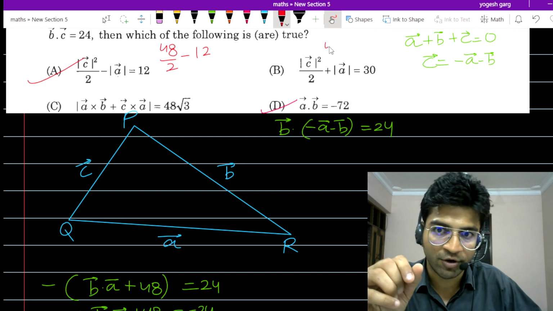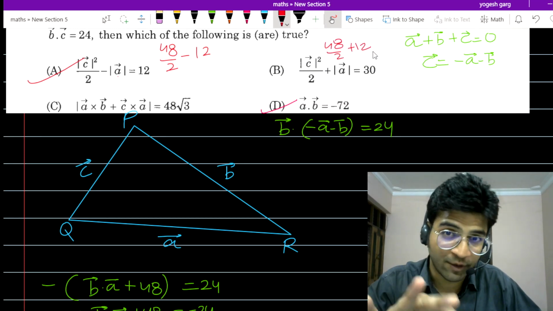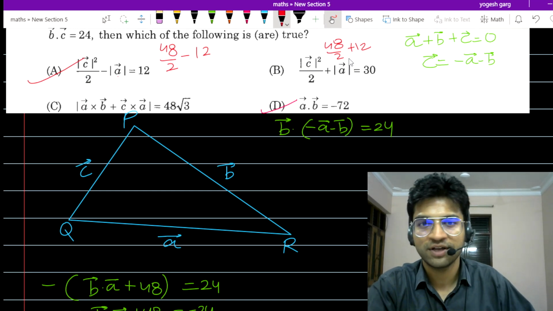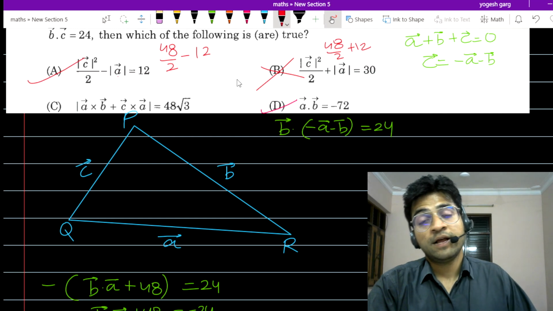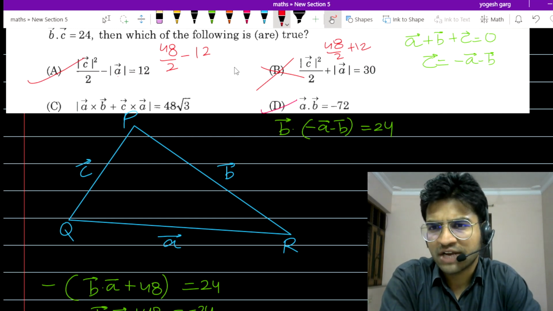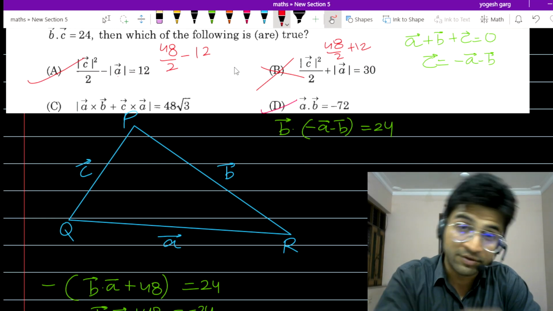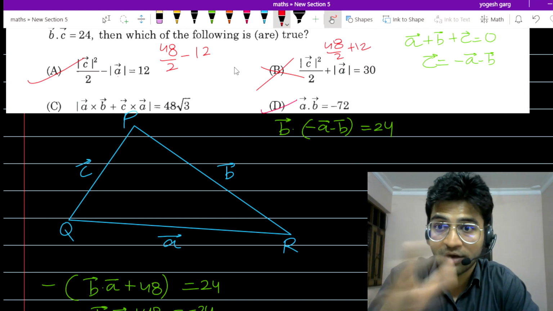For the second option, 48 by 2 plus 12. Is it equal to 30? It is not. It is equal to 36. So B is incorrect. Now we also have to check whether C is correct or not. How to check whether C is correct or not? Now, they are using cross product. How to deal with this?